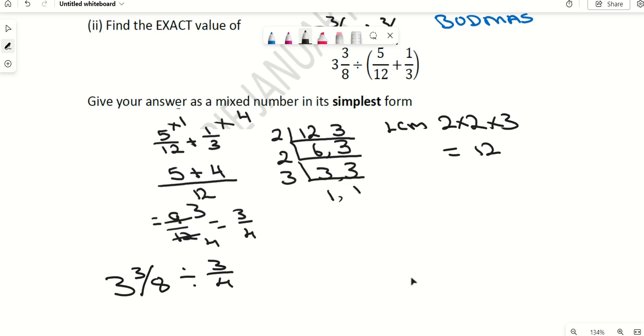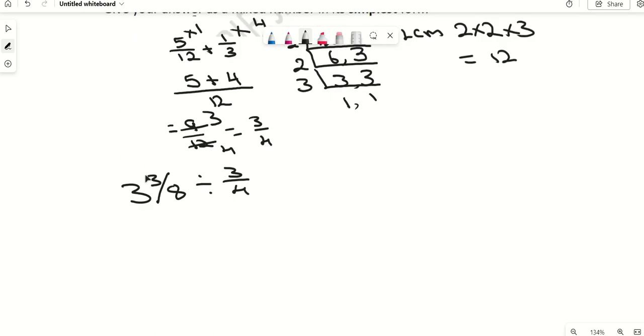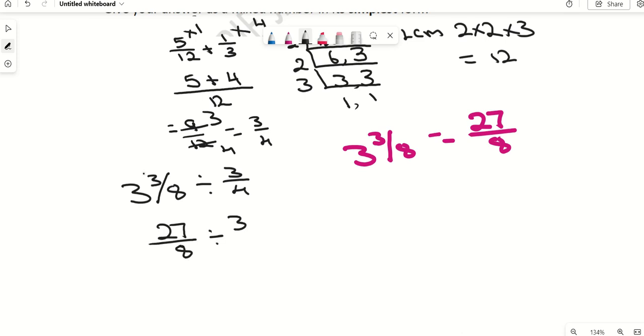And we know that we cannot divide a mixed number like this. It must be in the form A over B. So we have to convert that mixed number into an improper fraction. 3 and 3 over 8 can be converted to an improper fraction by multiplying the whole number, which is 3, by the denominator. So 3 by 8 is 24, and then you're going to add your numerator. So 24 plus 3 is 27. So it's going to be 27 all over 8. So this question now becomes 27 over 8 divided by 3 over 4.